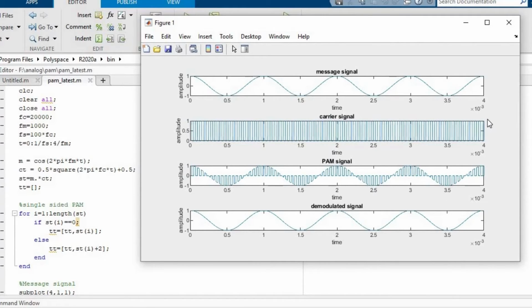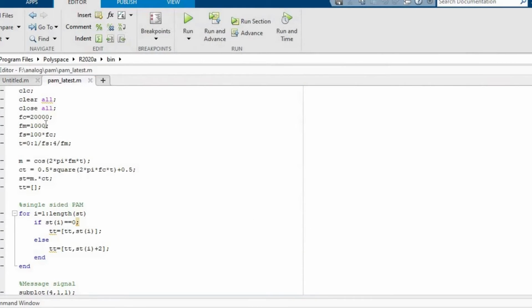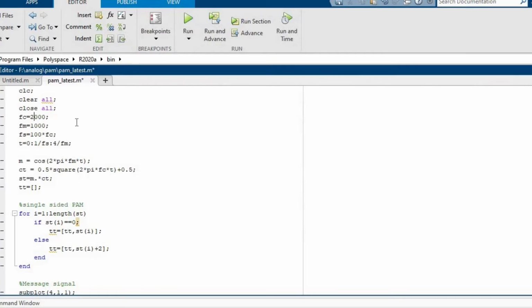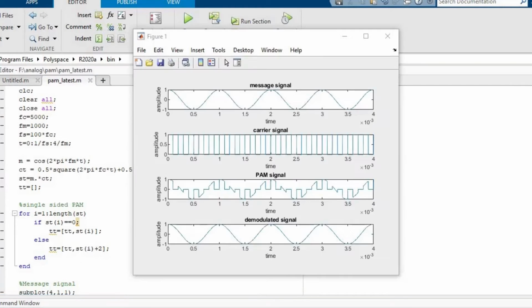But theoretically, it is said that when FC value is closer to FM value, there will be distortion occur. So to see the distortion, we can adjust the FC value nearer to FM value. Here we can see that there is distortion occurred in the signal produced when FC value is nearer to FM value.